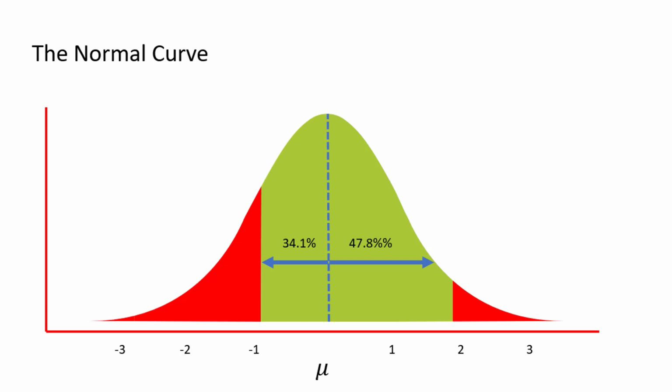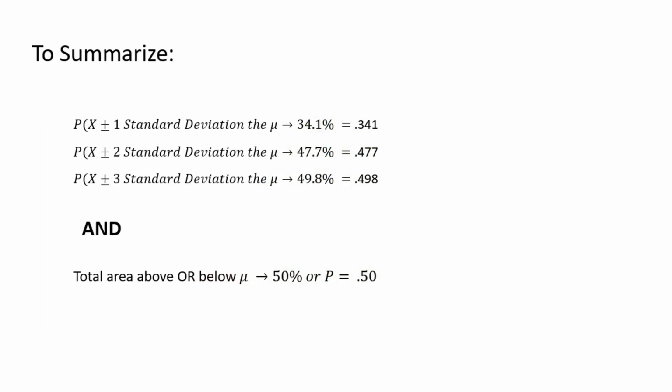If we add these two together, you can see that the sum of these two areas is 81.9%. So we can say that 81.9% of the scores fall between 1 standard deviation below the mean and 2 standard deviations above the mean. Let's just summarize this, because with these rules we can figure out a number of different problems.